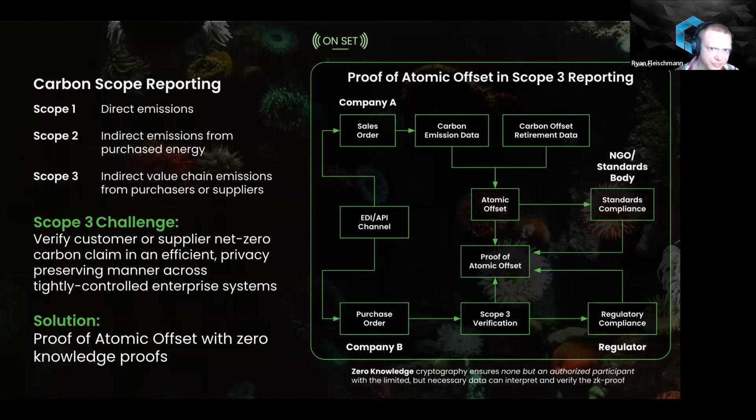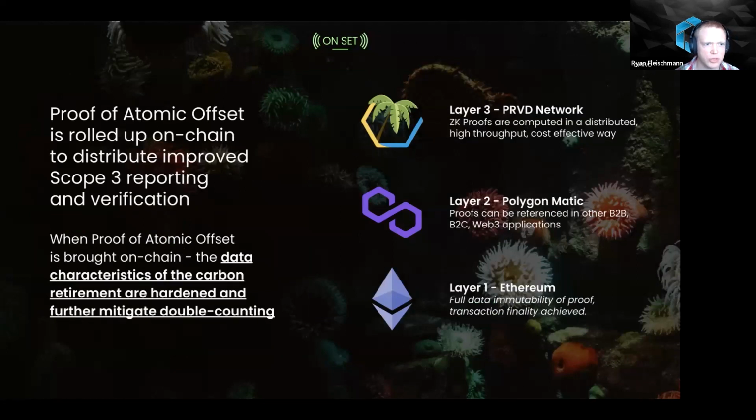Going on to the next slide. What we do with proof of atomic offset is we also have an Ethereum layer 3, right? So we can go through and do edge compute and make sure that these ZK proofs are distributed in a high throughput, cost effective way, and bring them back on chain, right? And the reason for doing that is that it hardens the characteristics of that carbon retirement relative to a business process to further mitigate double counting.